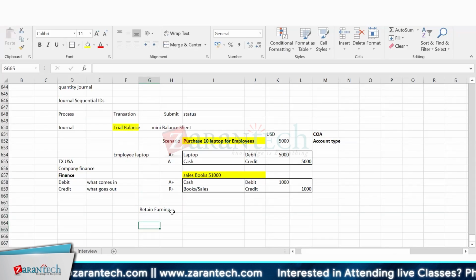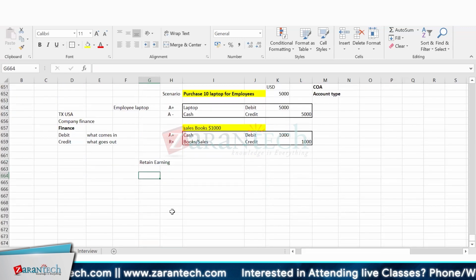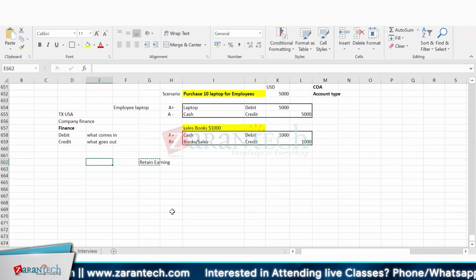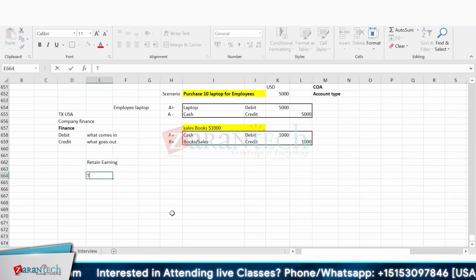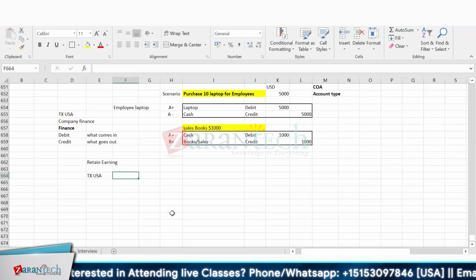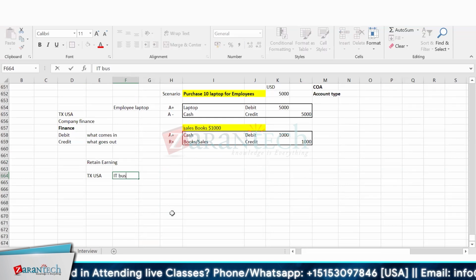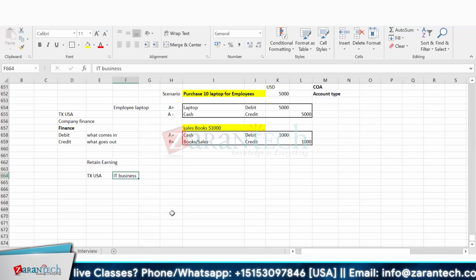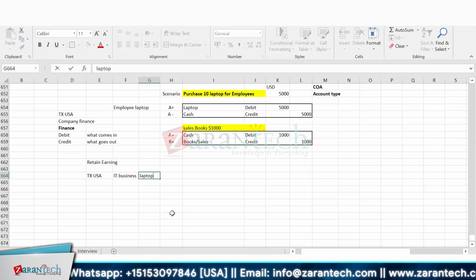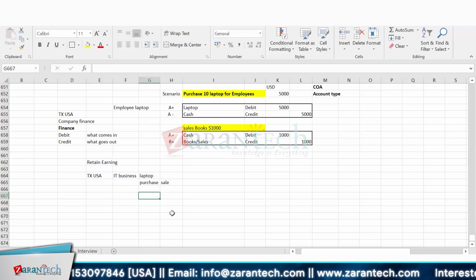Anyone? No? Okay. So basically, retained earning is an account that is used in finance when you are running a business. For example, I'm running a business, TX USA, and my business is an IT business. We discussed it already. Although we have TX space, here I'm going to change a bit, so that we now have an IT business as well, where we purchase laptops and sell as well, for example.